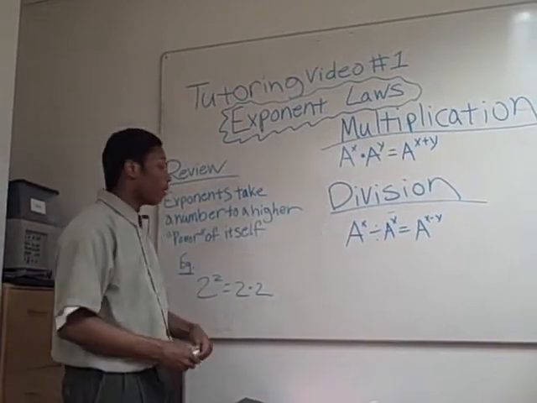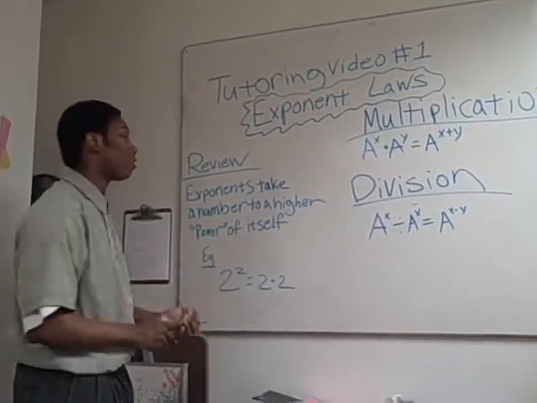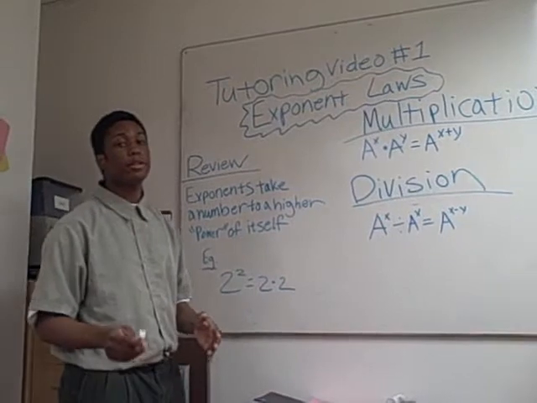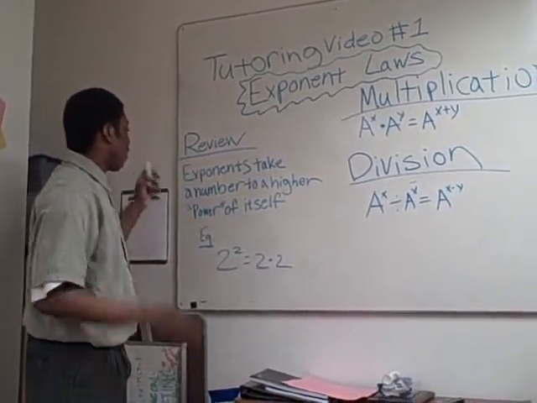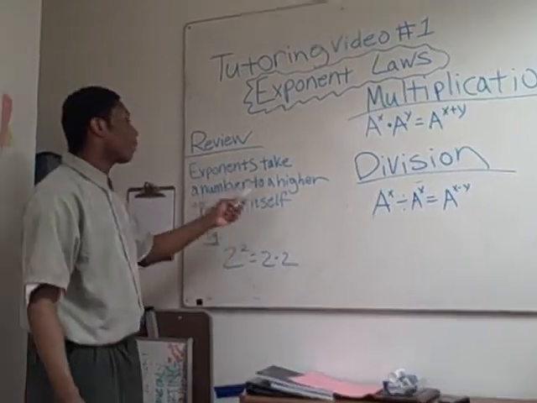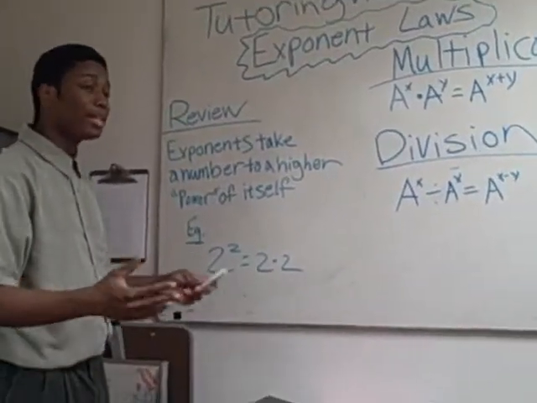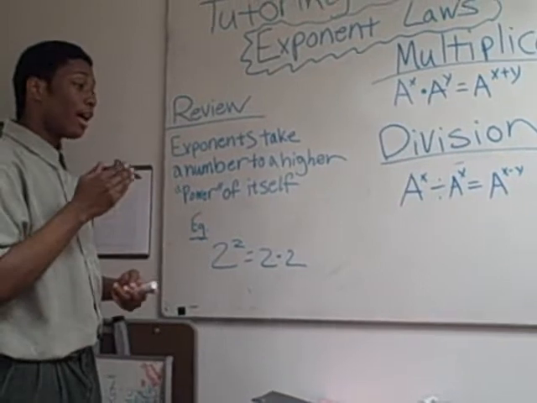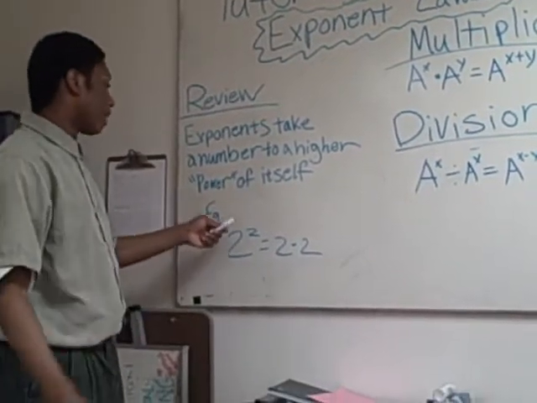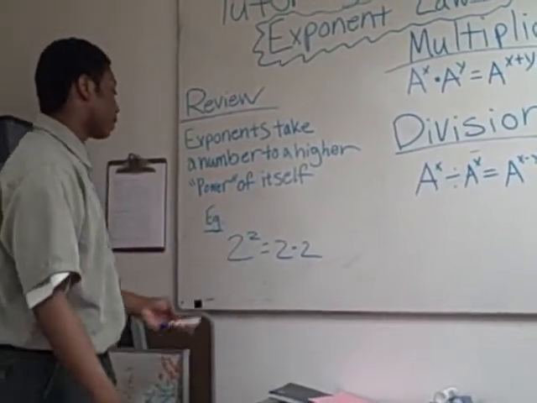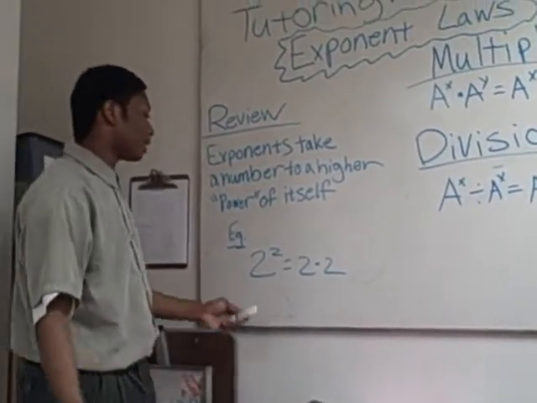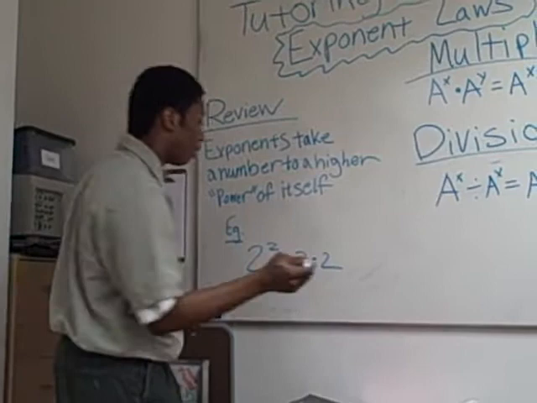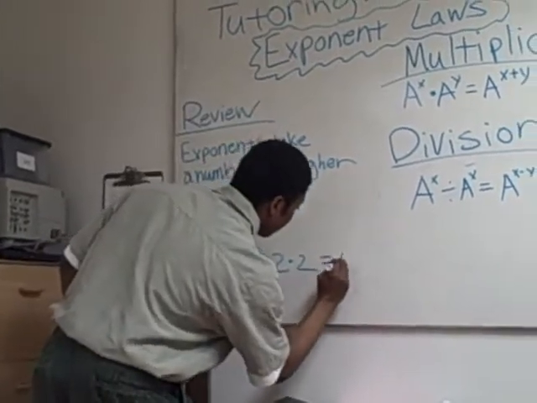Today we're going to be going over our first tutoring video as well as the exponent laws. We're only going to go over two today, so the first thing that I want to do is go over exponents. What are exponents? Exponents take a number to a higher power of itself. That basically means that it's multiplying a number by itself given by the power over here. So take, for example, 2 to the power of 2, or 2 squared, is basically 2 times 2, which, if you already know, that's 4.